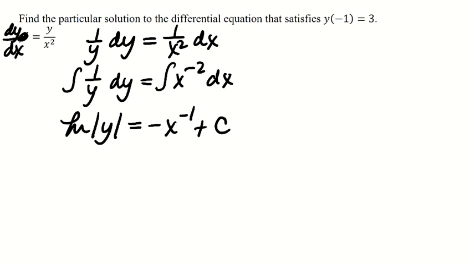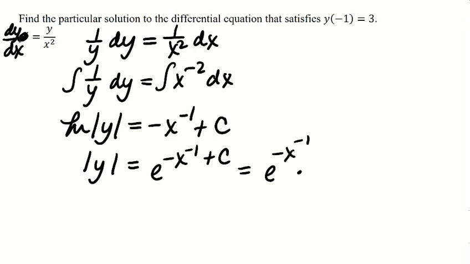Okay, so what I'm going to do is I'm going to take e to both sides power. So I'll have the absolute value of y is equal to e to the negative x to the negative 1 plus c. And this is equal to e to the negative x to the negative 1 times e to the c. It's one of our exponent properties. And e to the c is yet another constant. Okay? So we're going to just call that c. So we'll call that c e to the negative x to the negative 1. And that's absolute value of y.